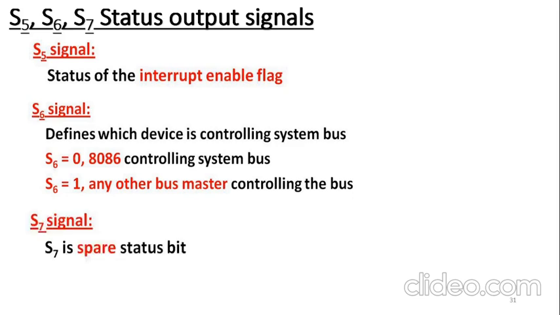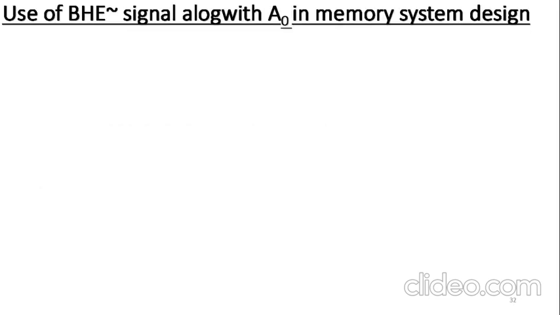Then the last status signal, that is S7, is a spare status bit. No functionality has been assigned by Intel at the time of design. Now next will be the BHE bar signal, because the BHE bar signal has been multiplexed along with the S7 status bit. But this BHE bar signal alone cannot be used. That's why the BHE bar signal is used along with the A0 address bit, the LSB address bit, in a memory system design, and how it is used in that memory system design, that we will see.